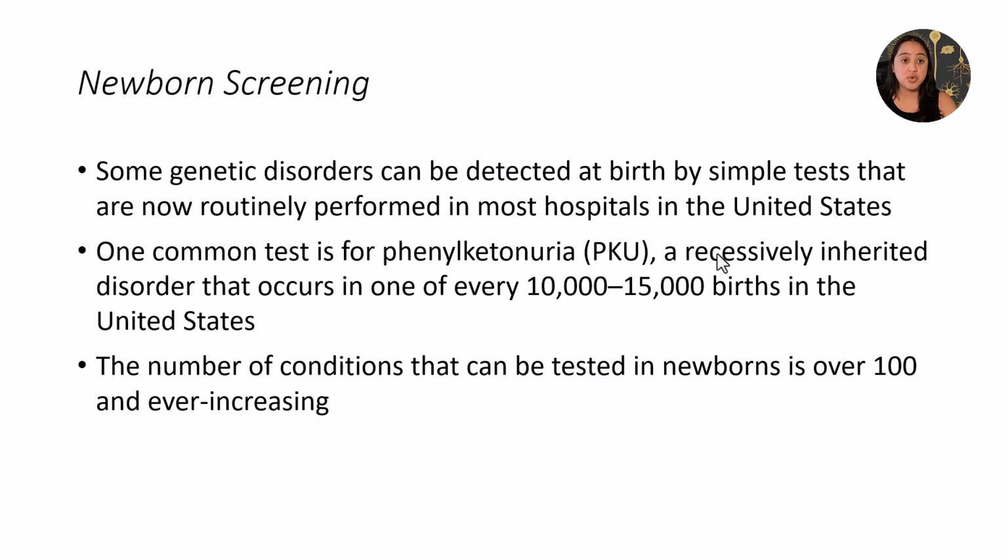But once a baby is born, they can also be tested. Some genetic disorders can be detected at birth by simple tests that are now routinely performed in most hospitals in the U.S. One common test is for the disorder called PKU, or phenylketonuria. It's a recessively inherited disorder that occurs in every 10,000 to 15,000 births. That's just one example. They prick the bottom of the foot and test, but there's a lot more that they can test for. The number of conditions that can be tested in newborns is over 100 and increasing.